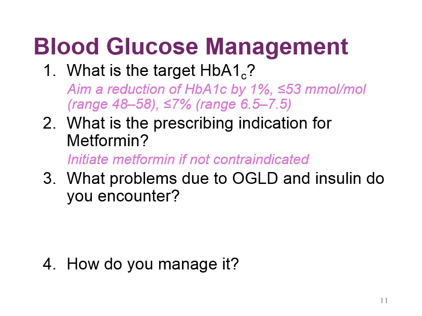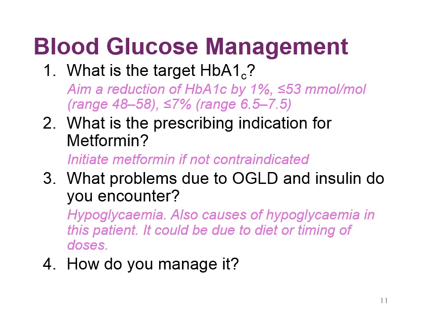Third question, what problems due to oral glucose lowering drugs and insulin do you encounter among your patients? Hypoglycemia. Yes, also causes of hypoglycemia in this patient. So it could be due to diet or timing of the doses, for example. So how do you manage hypoglycemia? We use something called the rule of 15 and manage the causes of hypoglycemia.